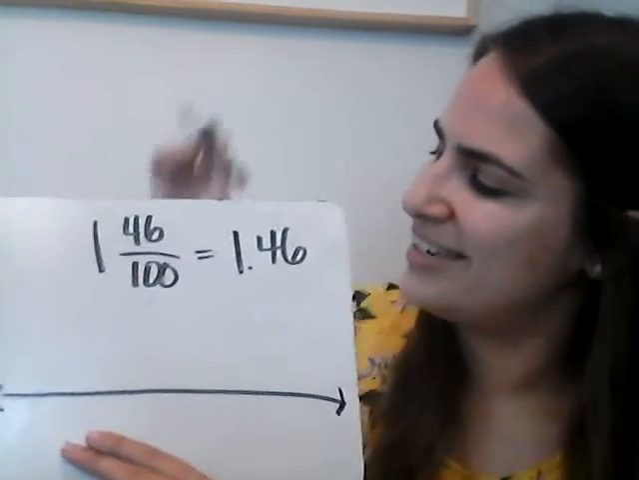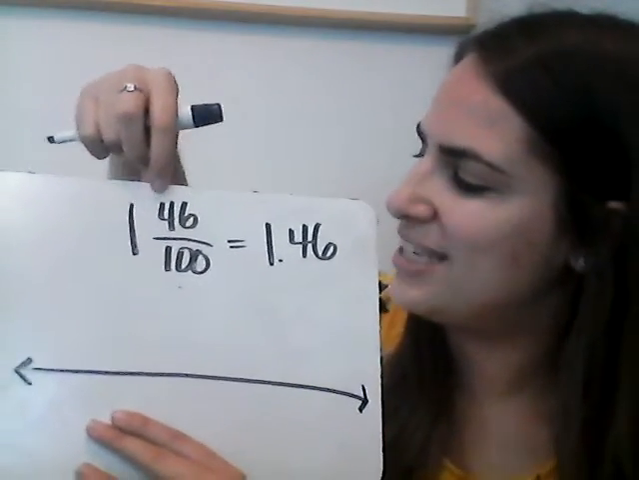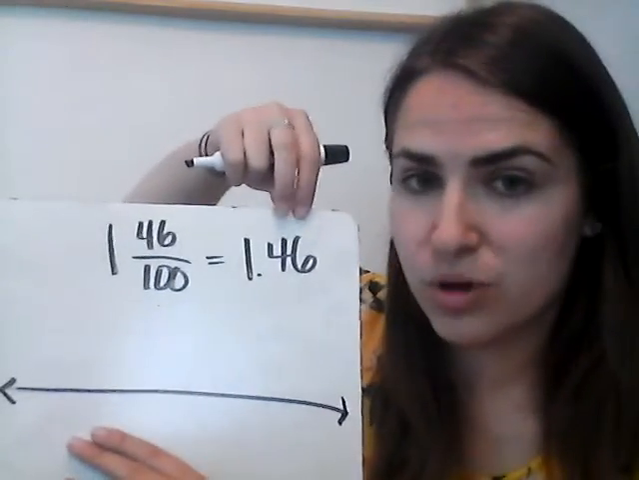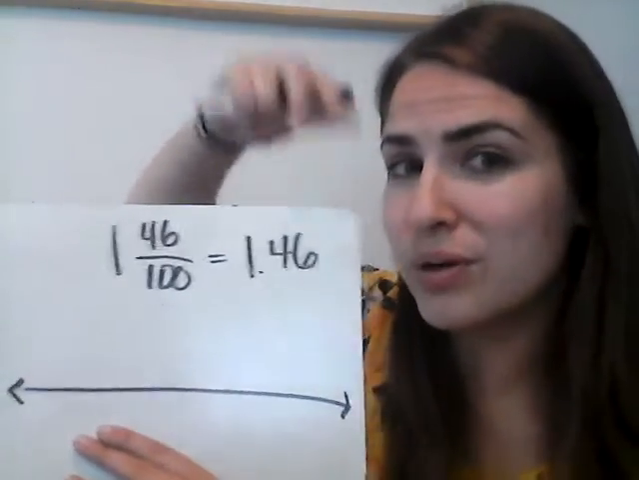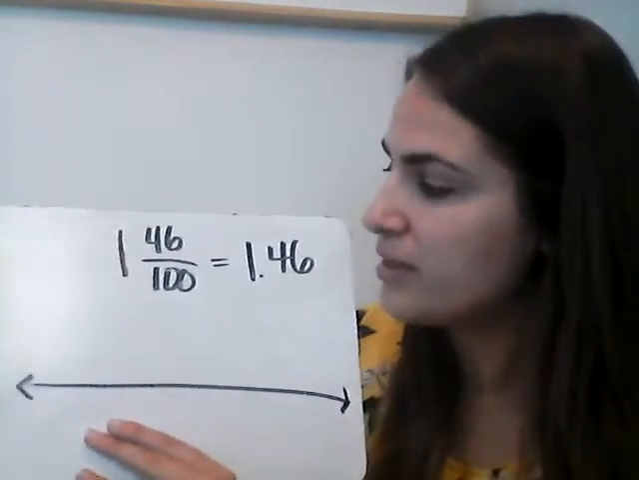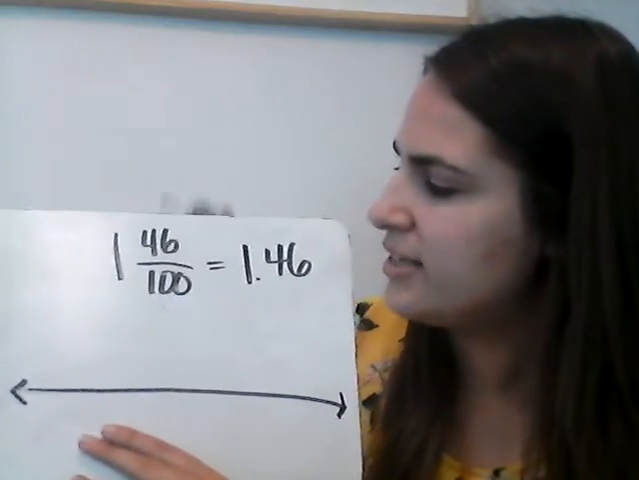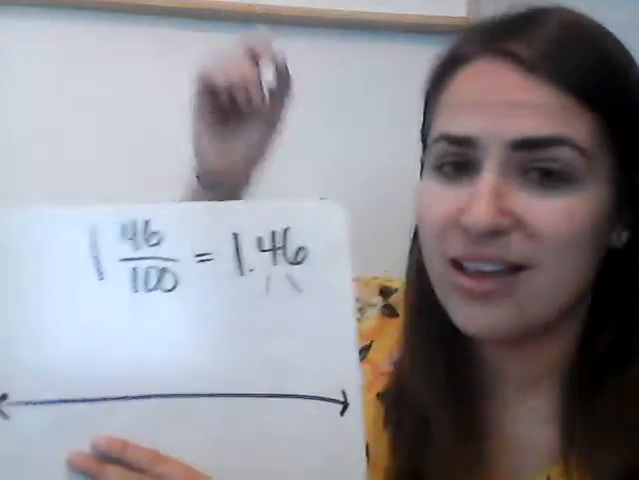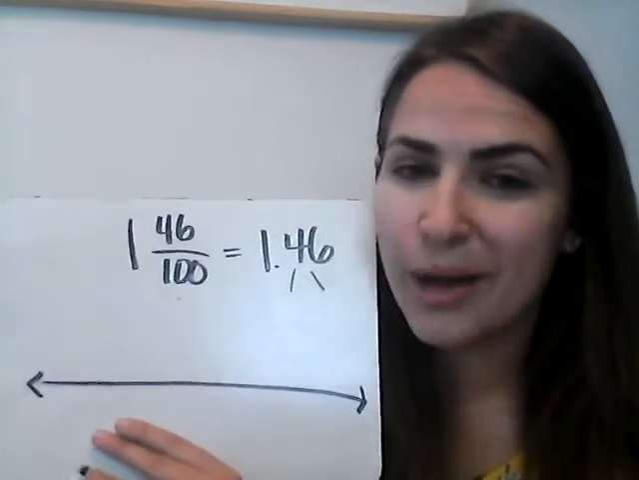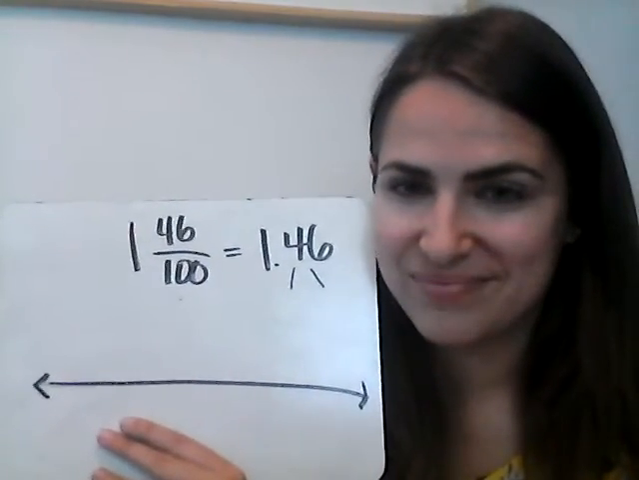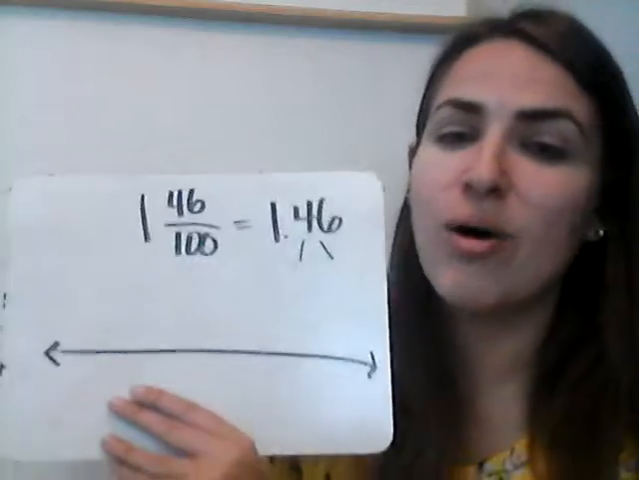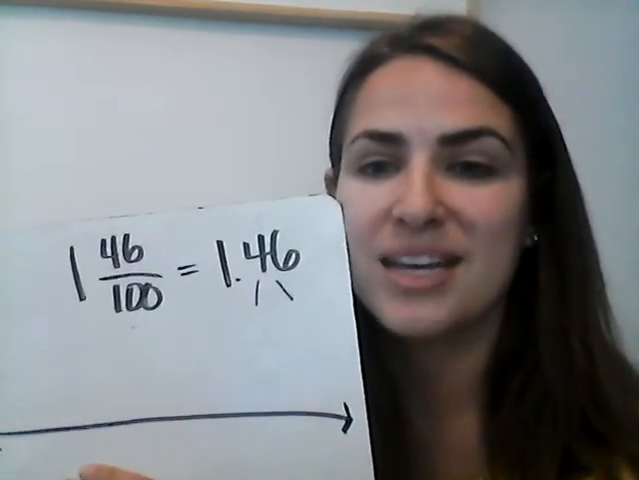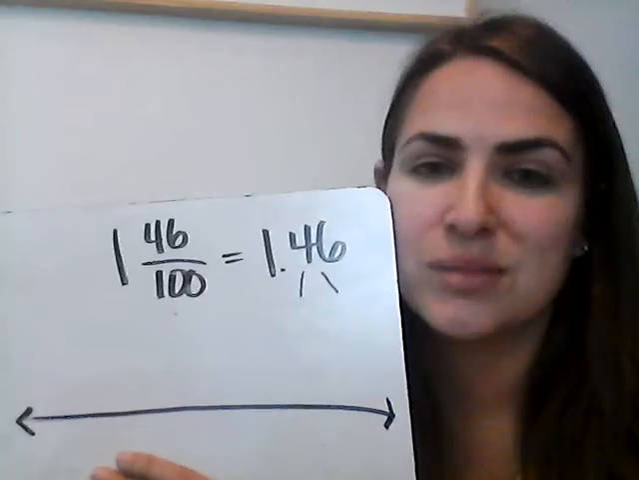I'll give you a hint. It's less than 2. 1 46 hundredths is less than 2, but it's more than 1. So that might help you when making your number line. I want you guys, like I said, think about the tenths and the hundredths. That's really going to help you in drawing your number line. All right, you guys, so I want you to explore this a little bit. We will go over this in one of our Zoom meetings, but I want you guys to explore it on your own.